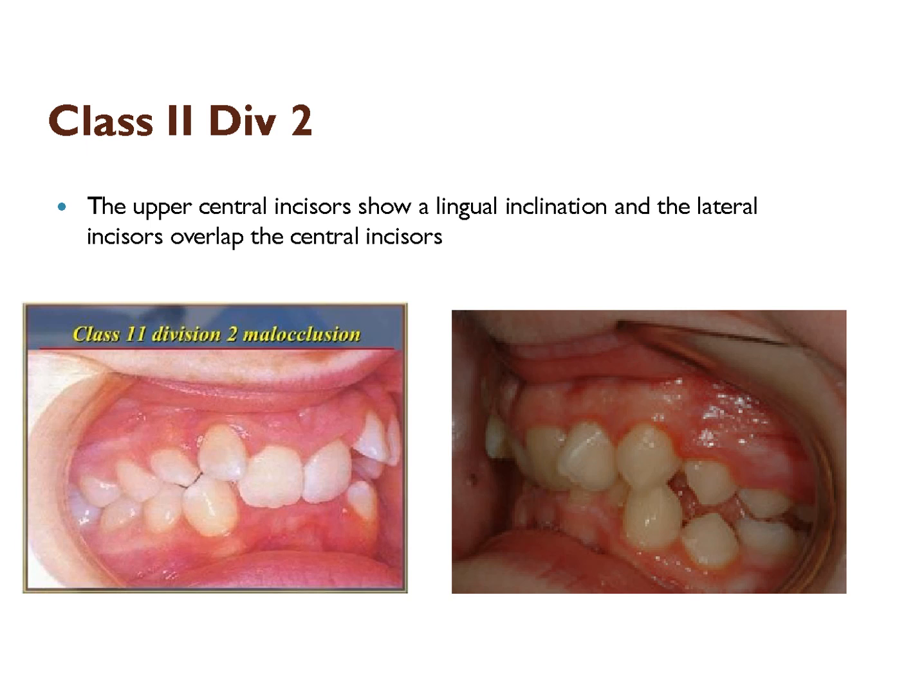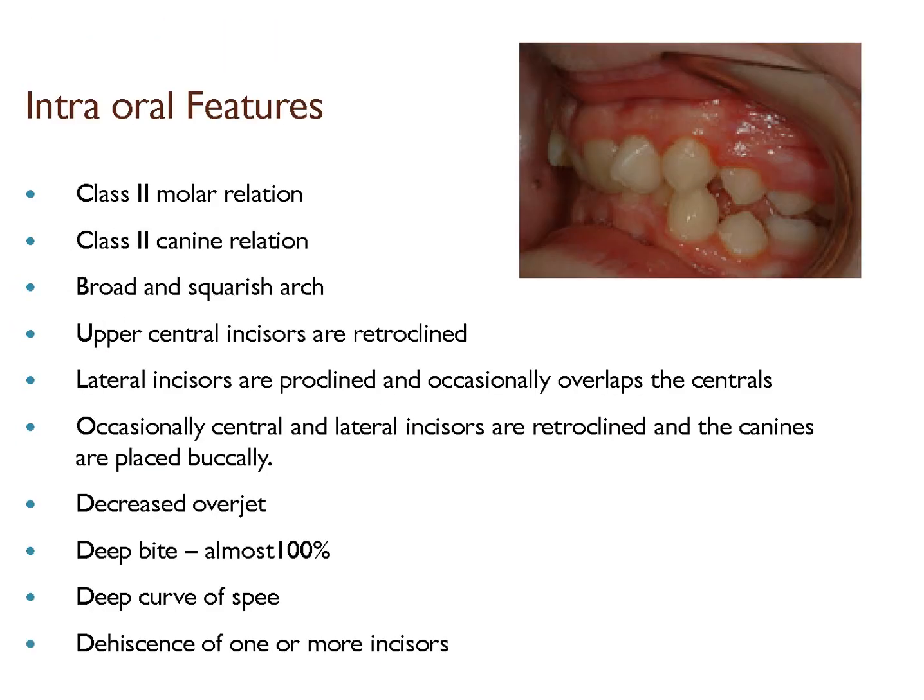Okay, so moving on to class 2 division 2 malocclusion, right? So what is a class 2 division 2? All of you know how a class 2 division 2 looks? The upper central incisors show a lingual inclination and the lateral overlaps the central. Intraorally, you will see a class 2 molar relation, class 2 canine relation. The arch might be square. Upper central incisors are retroclined, lateral incisors are proclined. So any 5 or 6 of these intraoral features, if you write, is more than enough.